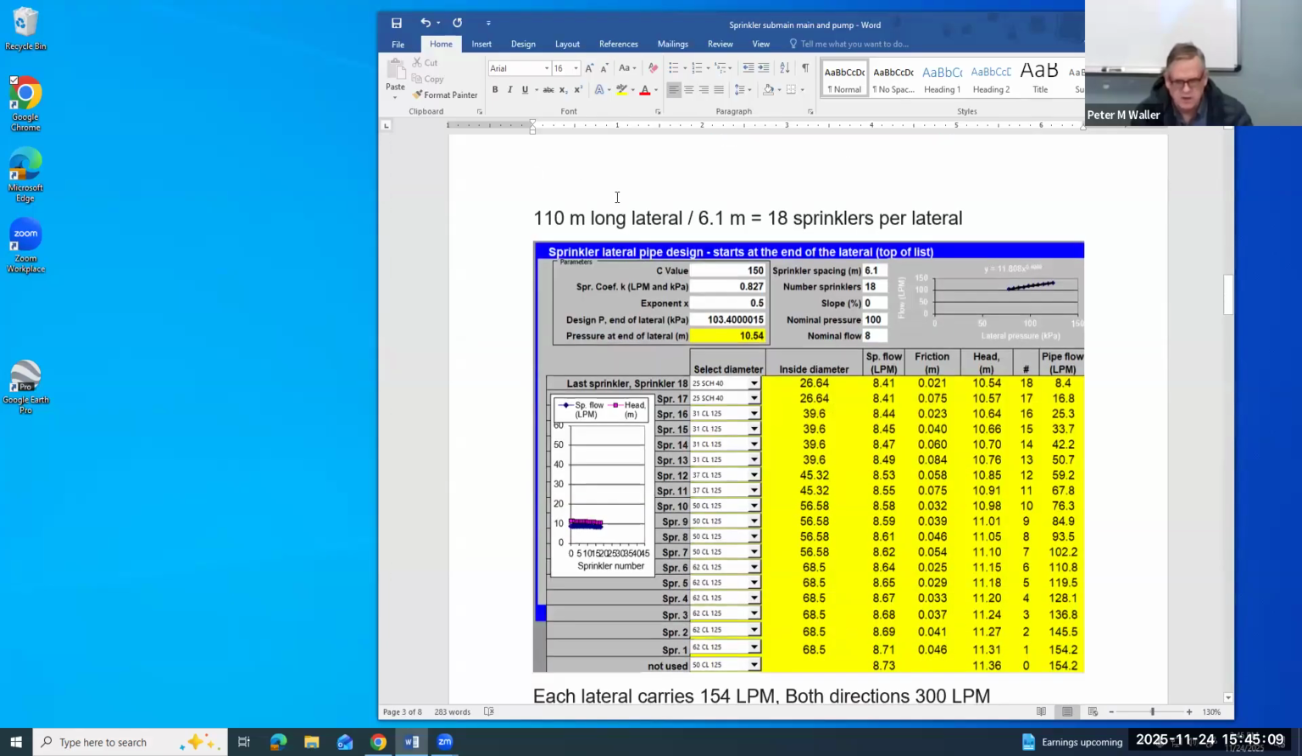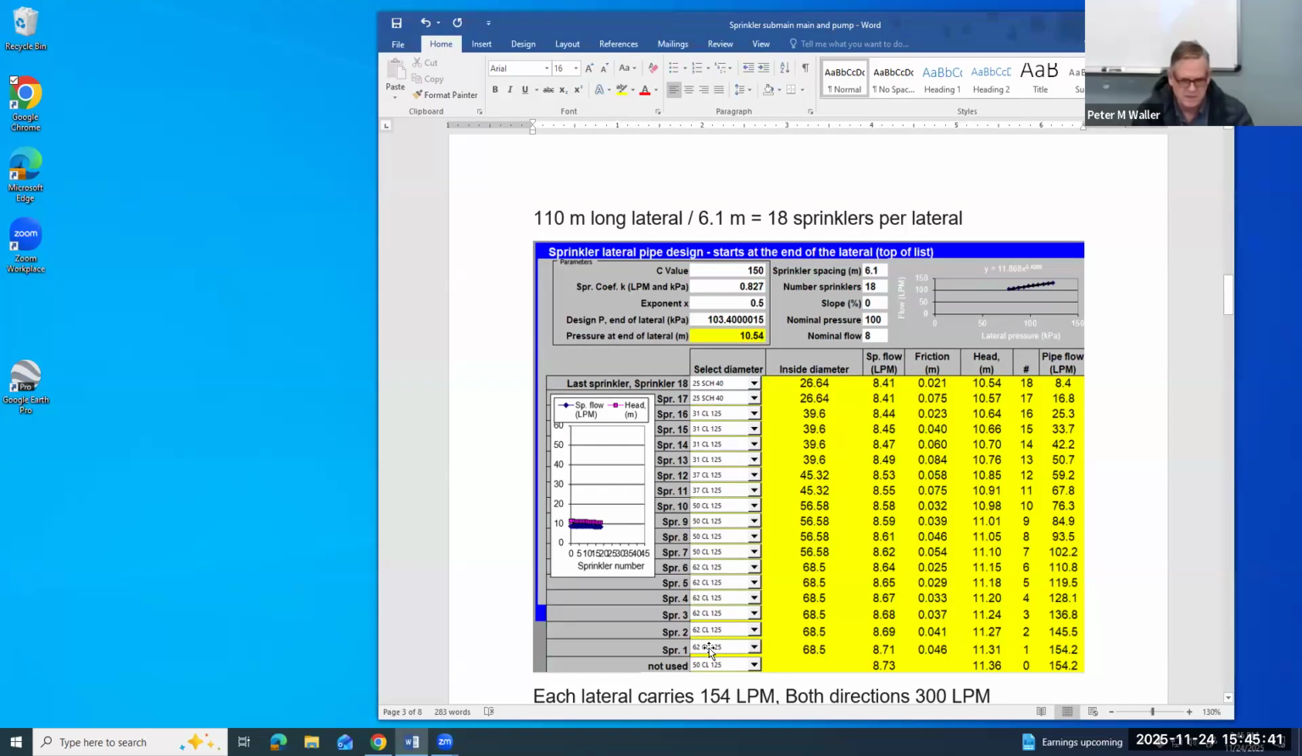Okay, so here is our 110 meter long lateral with 18 sprinklers per lateral. 18 times 6 is 110. And as you can see, I've put in pipe between 1 inch, which is 25 millimeters, and looks like I made a mistake here and put 50, but 62 is actually 2.5 inch pipe. This is big pipe for a lateral. I don't really like that.